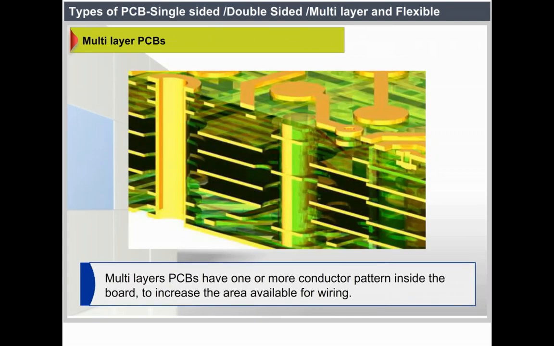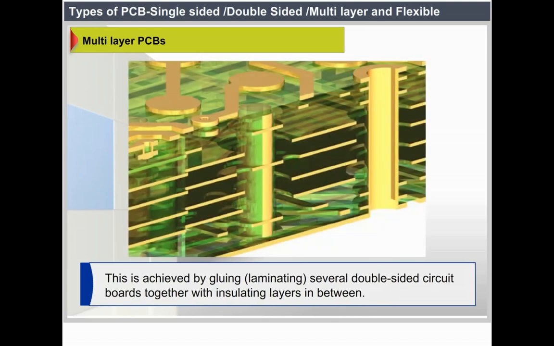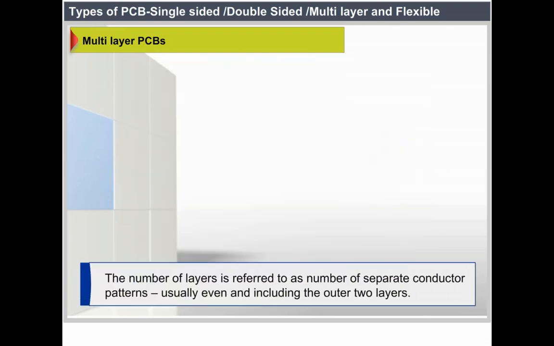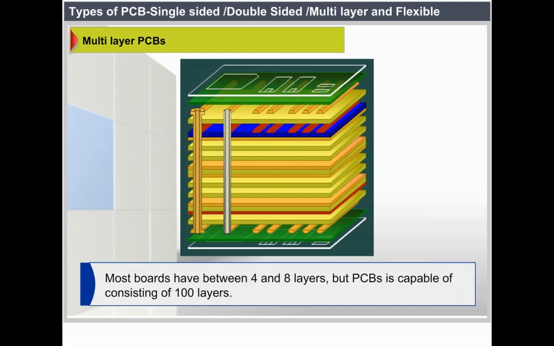Multi-layer PCBs. Multi-layer PCBs have one or more conductor patterns inside the board to increase the area available for wiring. This is achieved by gluing or laminating several double-sided circuit boards together with insulating layers in between. The number of layers is referred to as the number of separate conductor patterns, usually even and including the outer two layers. Most boards have between 4 to 8 layers, but PCBs with almost 100 layers can be made.